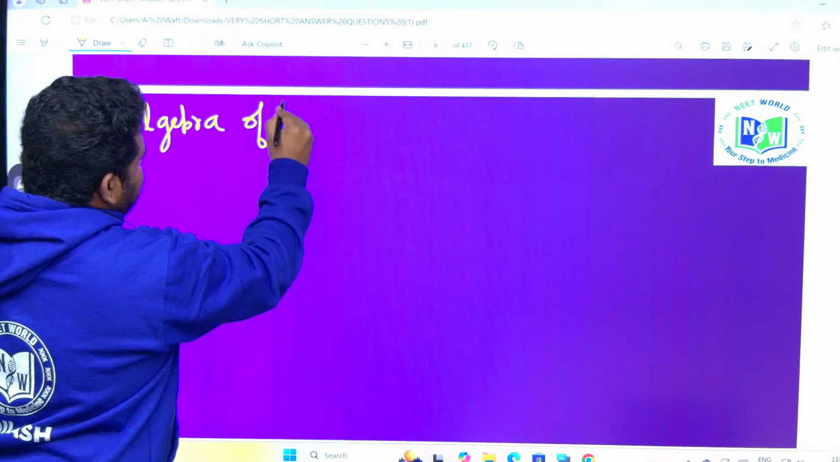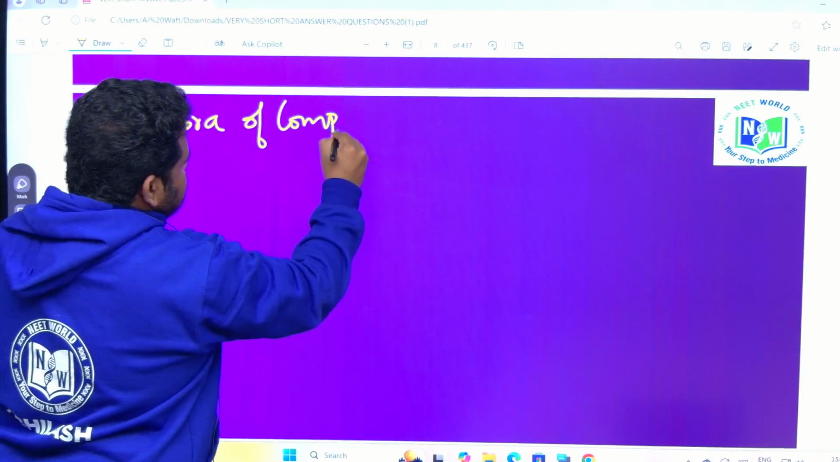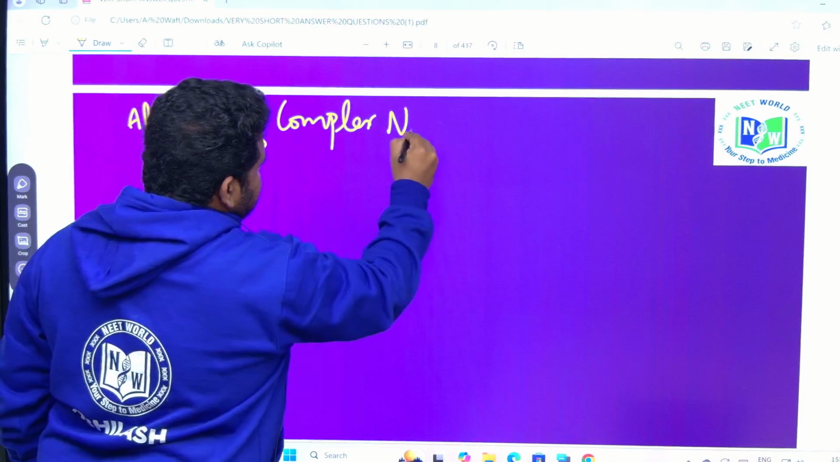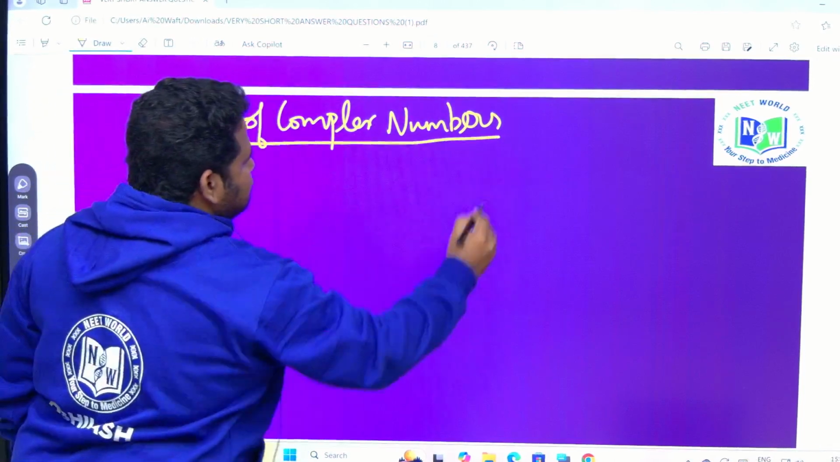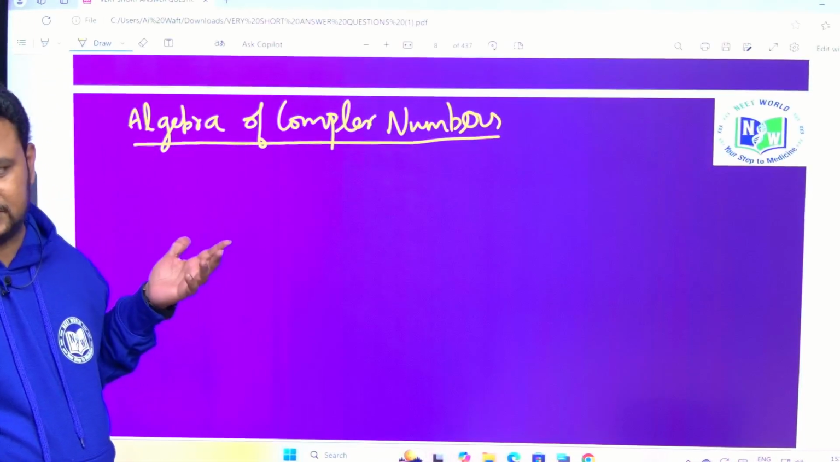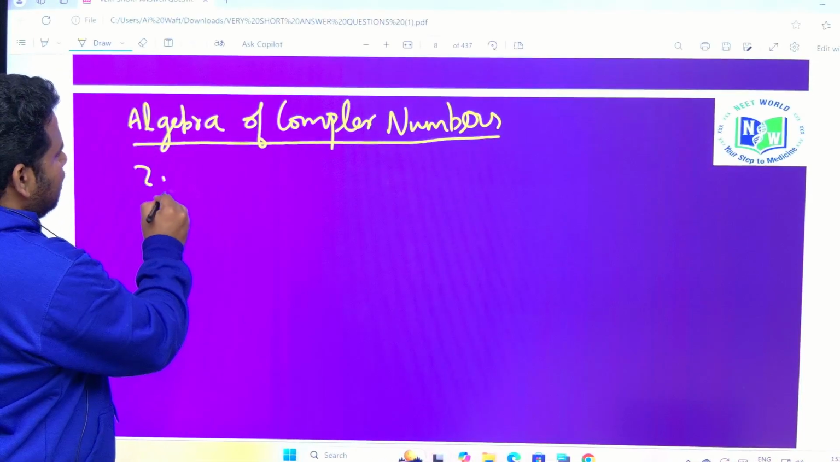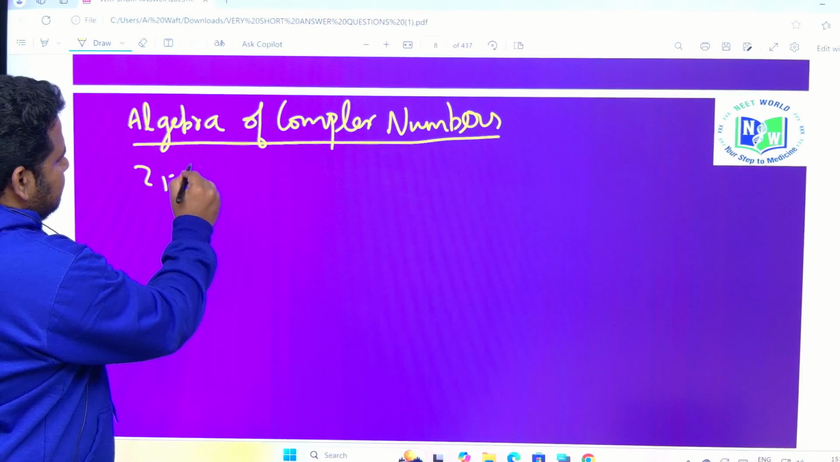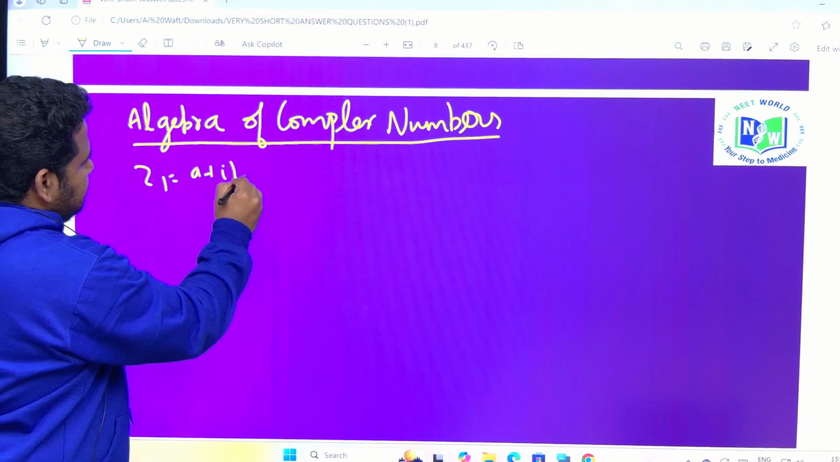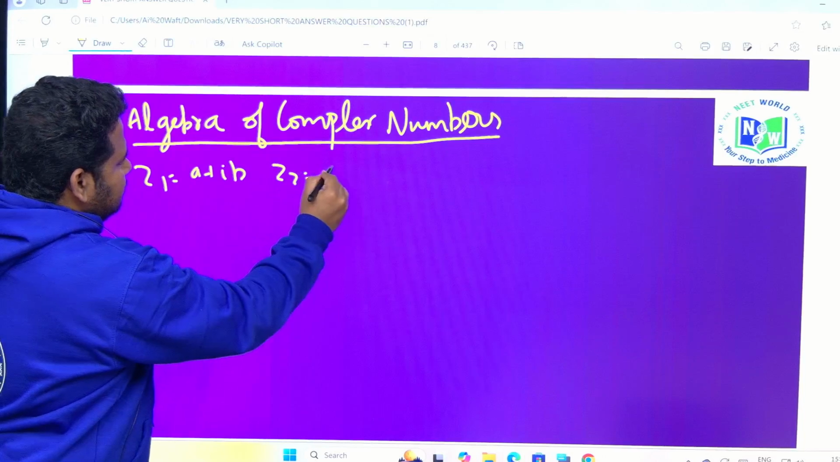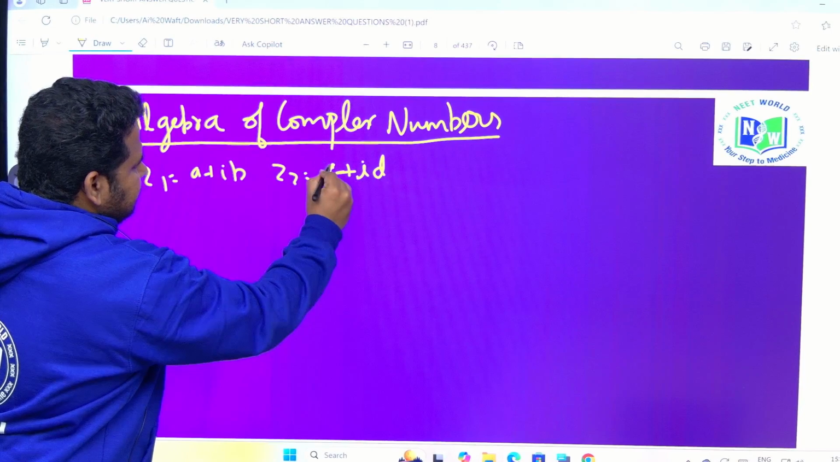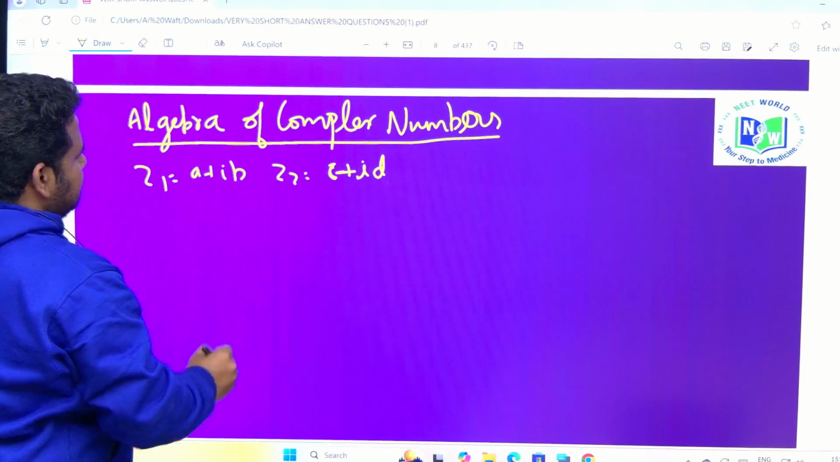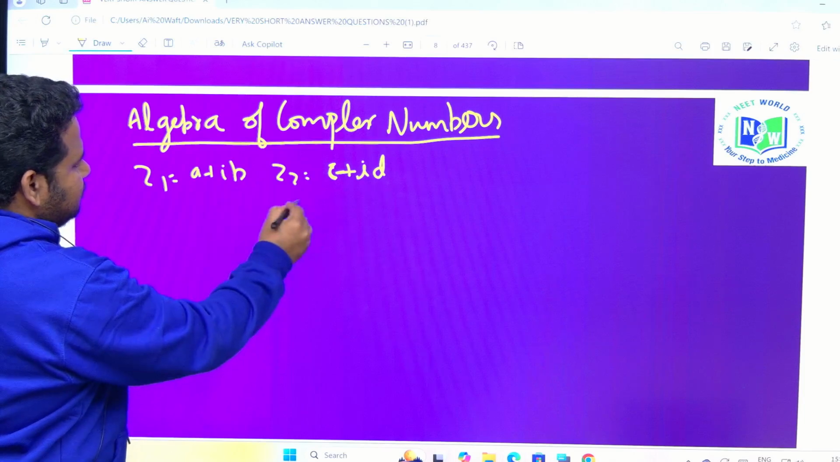Algebra in complex numbers. Friends, when we talk about the algebra of complex numbers, suppose there are two complex numbers, z1 is equal to a plus ib and z2 is equal to c plus id.